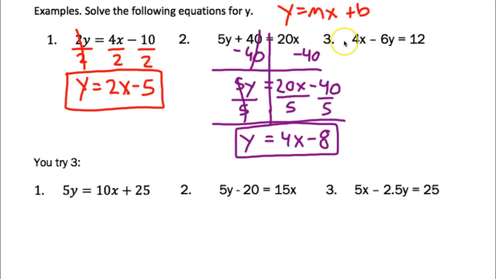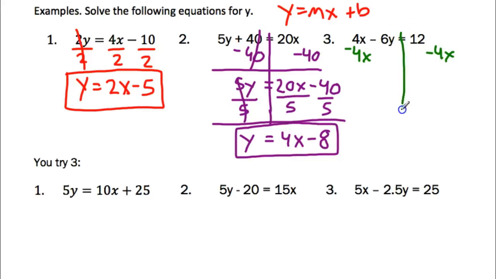So this next one could be the most trickiest out of them all. But I still approach it the same way. So I have 4x minus 6y equals 12. I want to get the y by itself. So I need to take this 4x and bring it to this side. So this is a positive 4x. Even though there's not a plus sign, it is positive. So I just put a negative 4x right there. And I need to do a negative 4x on this side.